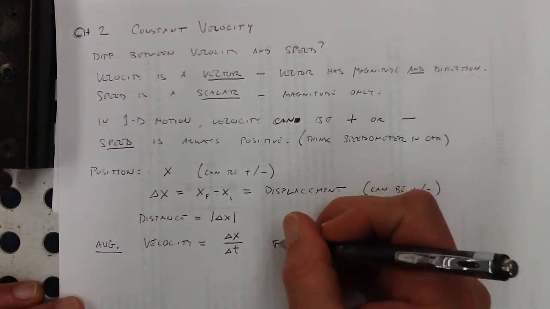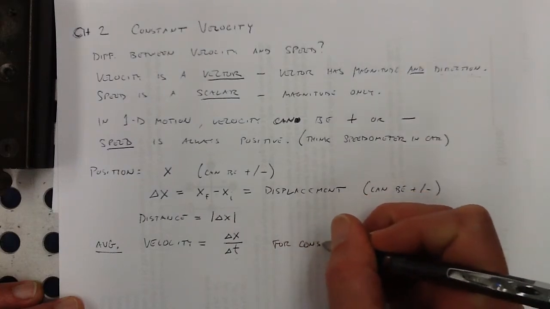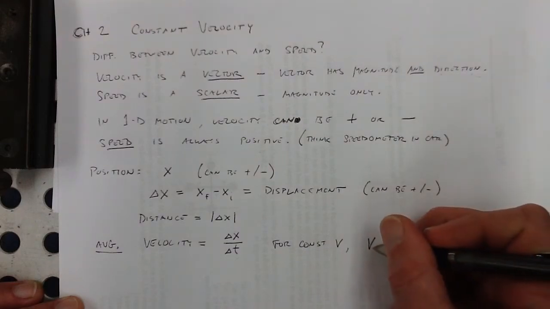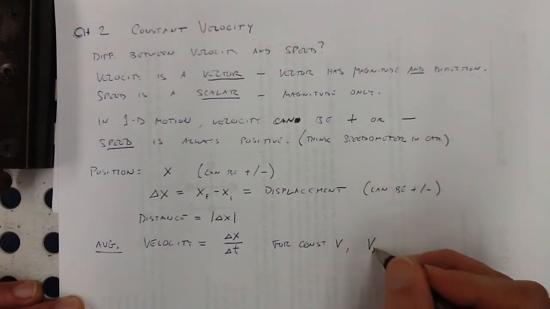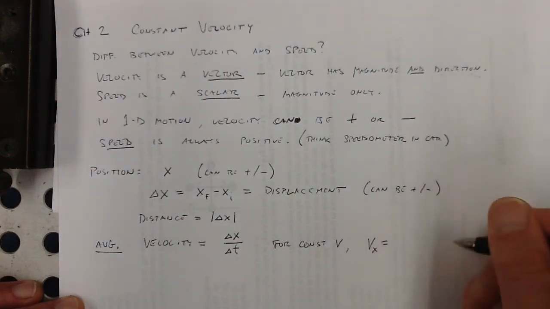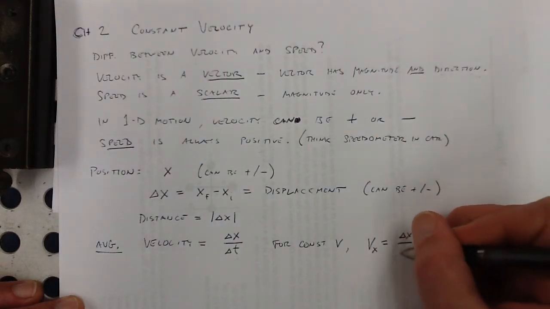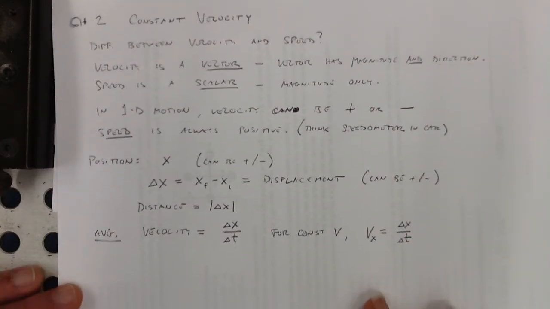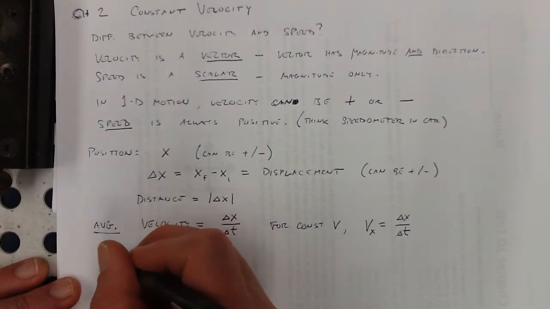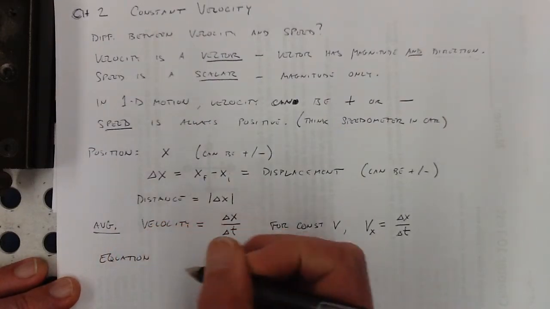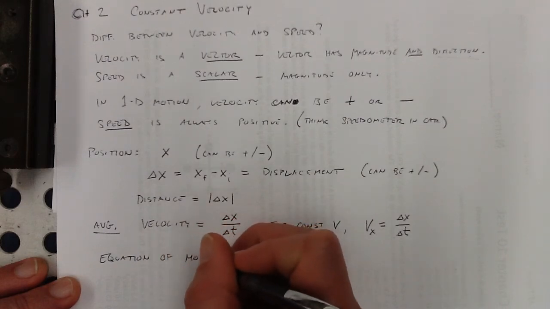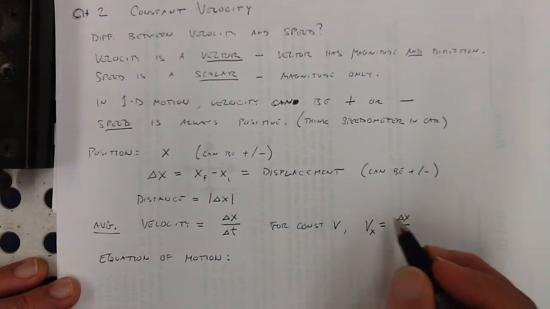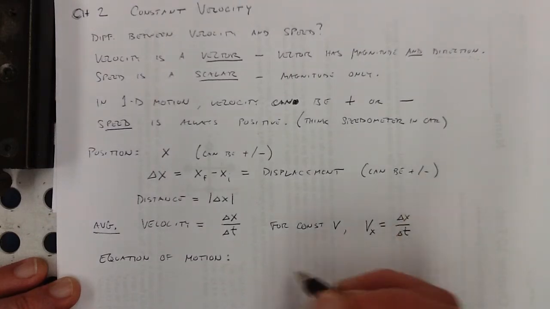So for constant velocity, v, I'm going to say Vx for velocity, something that's moving back and forth on an x-axis, is equal to delta x over delta t. The equation of motion comes directly from this. So let's just take this here for a second and play around with it.